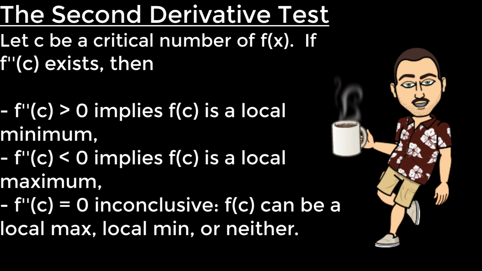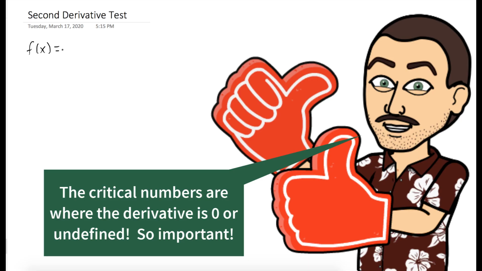The second derivative test says that if c is a critical number of f, and if the second derivative evaluated at c exists, then if the second derivative evaluated at c is positive, that tells us we have a local minimum at f of c. If it's negative, then we have a local maximum at f of c. And if the second derivative is 0 at x equals c, then the second derivative test is useless. We may have a local max, we might have a local min, or we might have neither. We don't know.